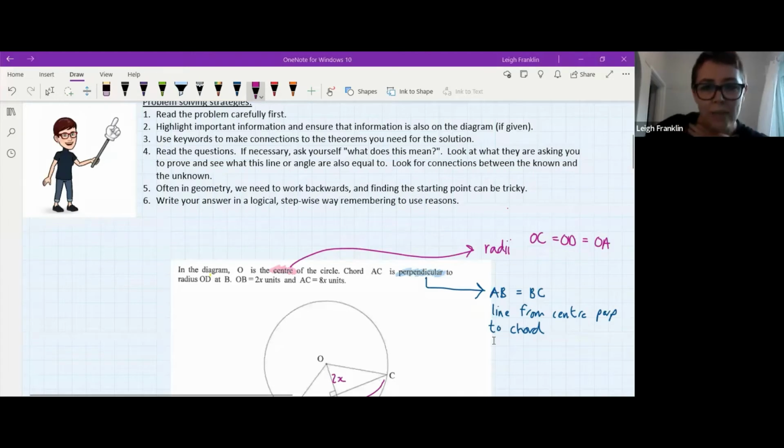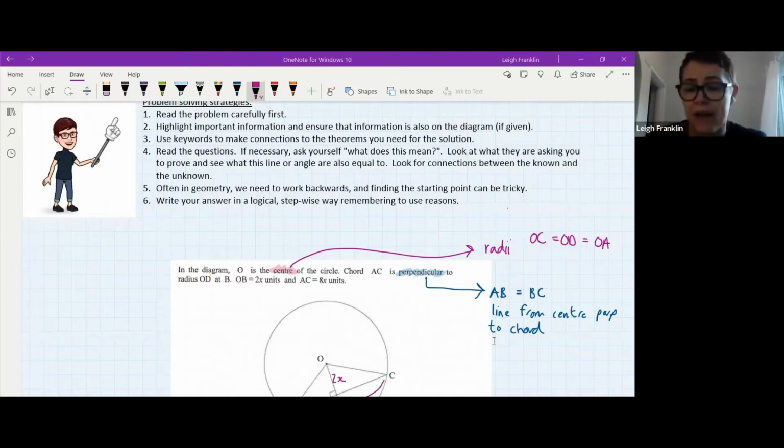So as I was saying, what we wanted to do is read the problem first. We've done that. Number 2, highlight important information and ensure that information is also on the diagram. We've done that as well. Then it says use keywords to make connections to the theorems you need for the solution. In this instance, this is what we've done with the blue. We said to ourselves, what does perpendicular mean? It means AB equals BC, and that links to one of our chord theorems, line from center perpendicular to chord.